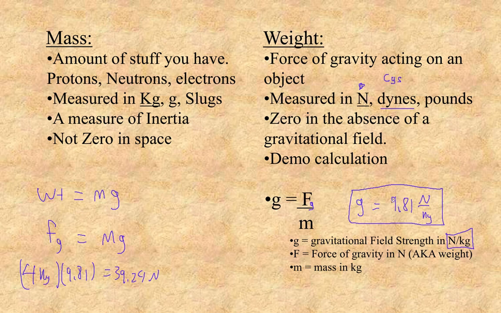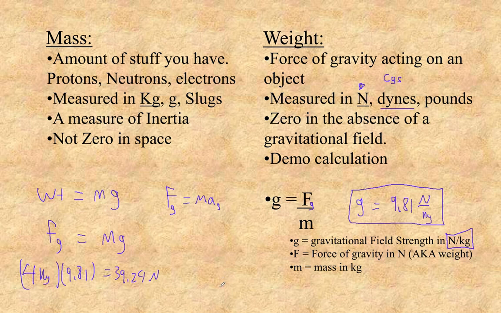Now, you can also think about this in terms of F equals ma. If you drop an object, it accelerates at 9.81 meters per second squared, and so the force acting on it must be F equals ma. The mass is what the mass is, and the a is the acceleration of gravity here.